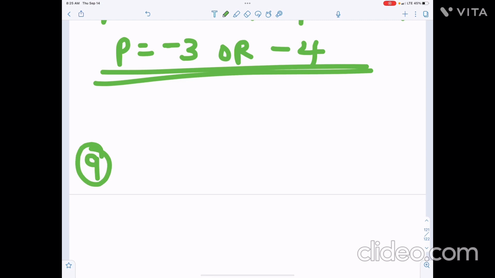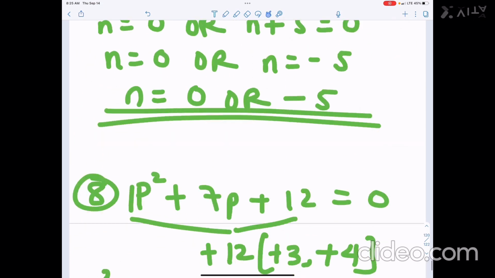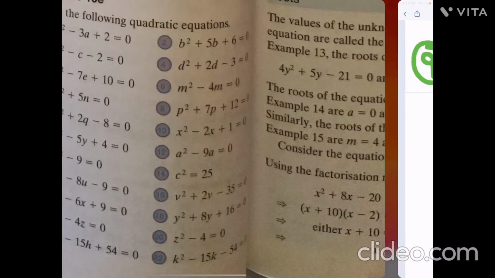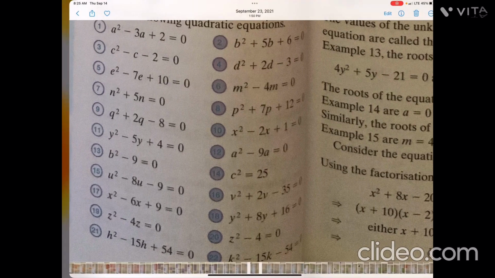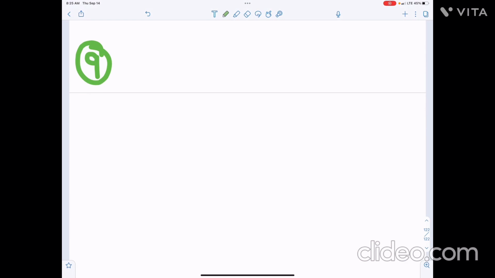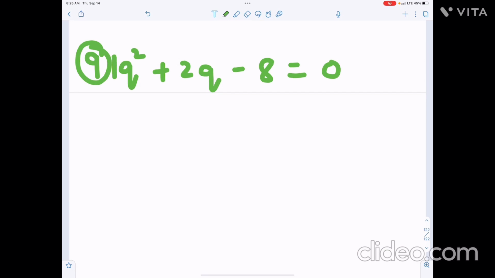Number 9 now. Am I counting well? Yeah. Question 9. q squared plus 2q minus 8 is 0. q squared is the same thing as 1q squared. So multiply 1 by minus 8.